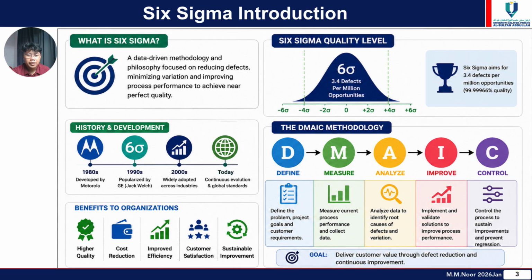And below we can see the benefits. It highlights the major benefits of Six Sigma. The organization can achieve higher quality products, lower operating costs, improved efficiency, better customer satisfaction, and continuous improvement. These benefits help companies remain competitive in today's market.